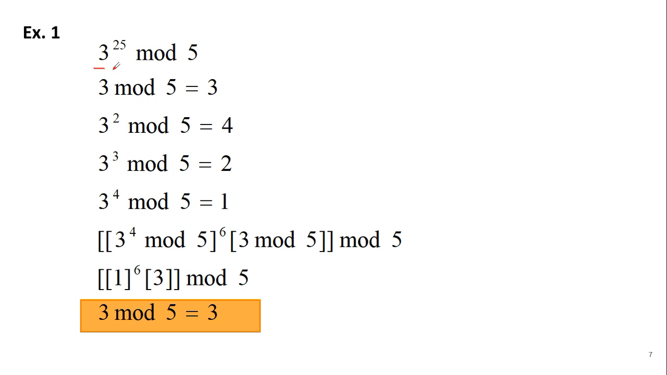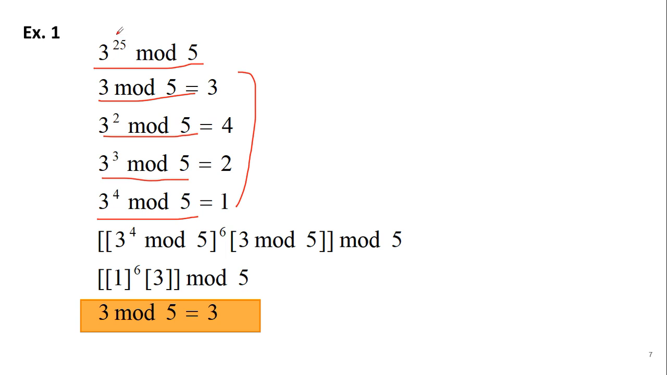The first example is 3 raised to 25 mod 5. First we will deal with 3 mod 5. 3 mod 5 is 3, 3 square mod 5 is 4, 3 cube mod 5 is 2, then 3 raised to 4 mod 5 is 1. So when we get an answer which is a small, manageable number, for example 1, 2 or 3, we stop the procedure.